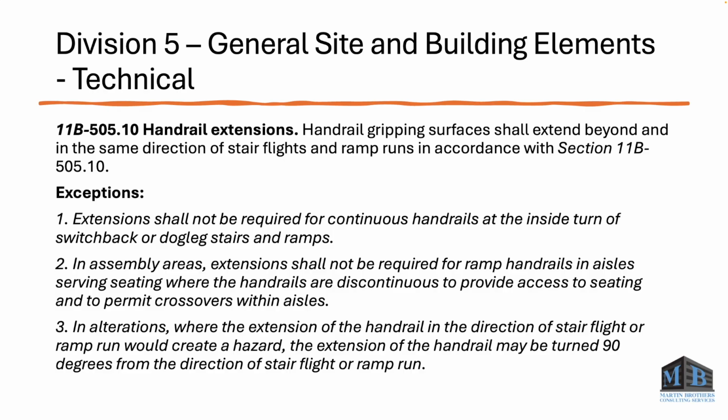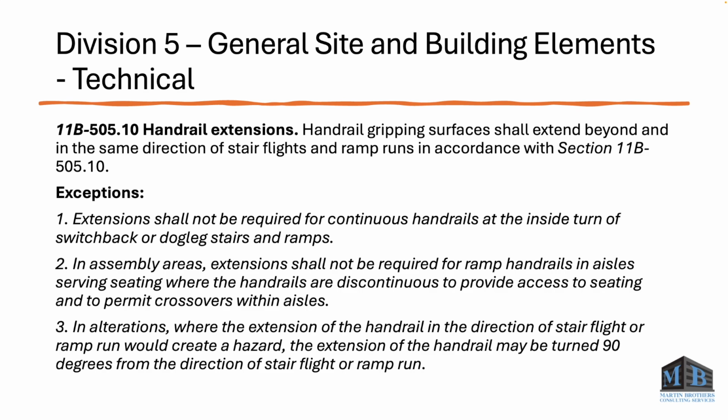Number 2, in assembly areas, extensions shall not be required for ramp handrails in aisles serving seating where the handrails are discontinuous to provide access to seating and to permit crossovers within aisles. People have to move. They can't move if there's handrails in the way.